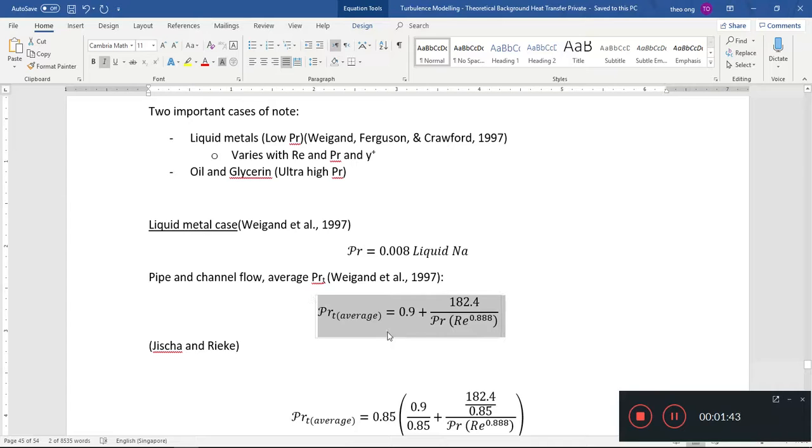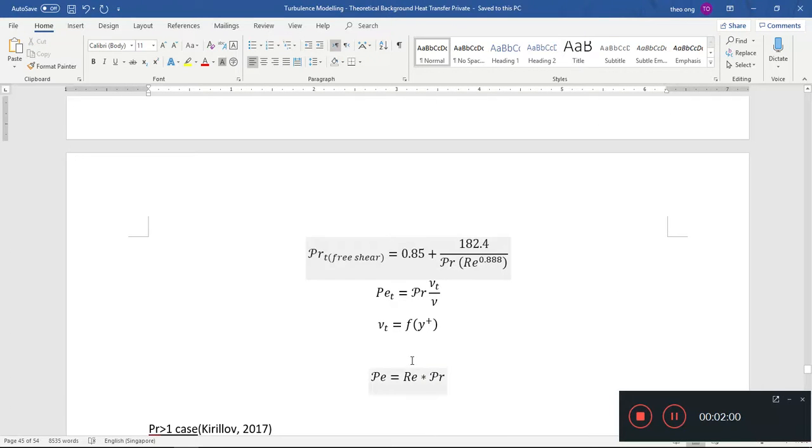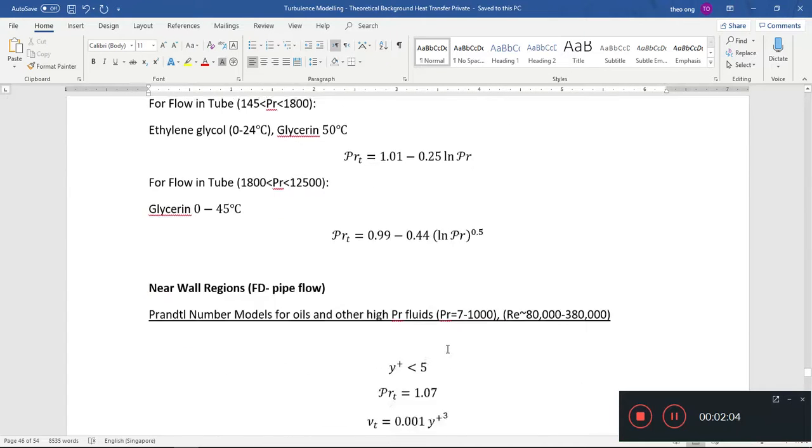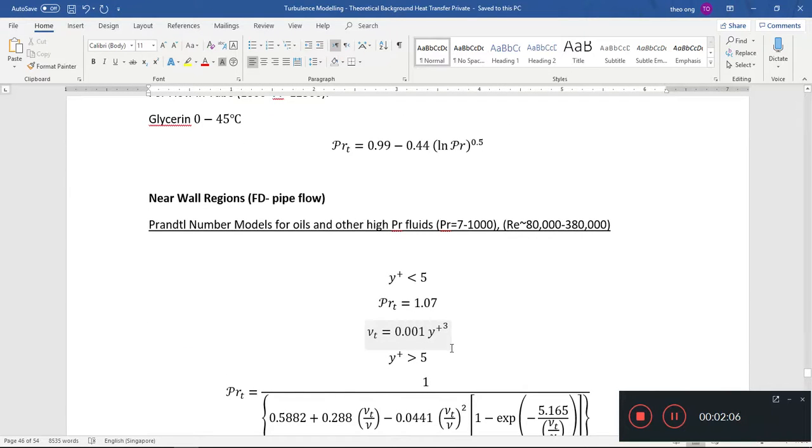I mean this will be an average, then you'll use this equation by Jishka and Reike, I think. I may pronounce their name wrongly, just pardon me if I do. I probably did, but this is the correlation they provide. And these were the correlations we discussed. I'm not going to go through them again. If not, you can go and check out the old videos.